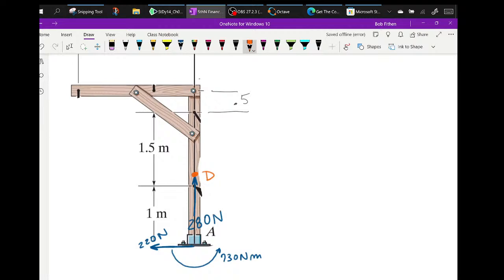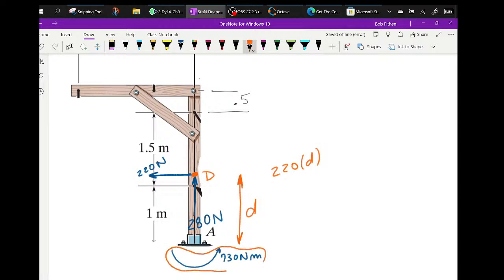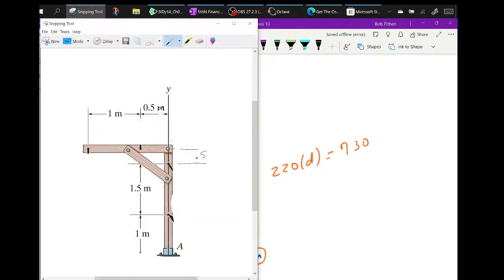Now, if I move this up here, I can move it back here, I can move it back here. But if I move it up to D, I have to look at something else and say to myself, hey, wait a minute. I have moved this up some distance D, so it's 220 times D that changes the moment. What if I moved it up far enough so that it became 730? Okay, give me a second here as I try to divide these numbers out.